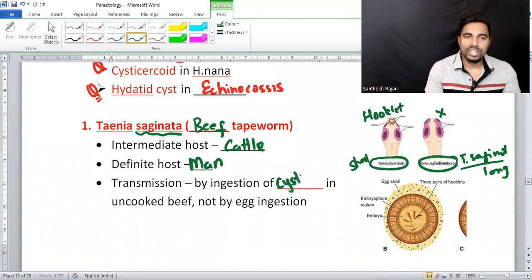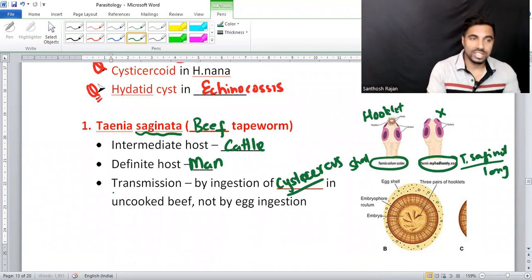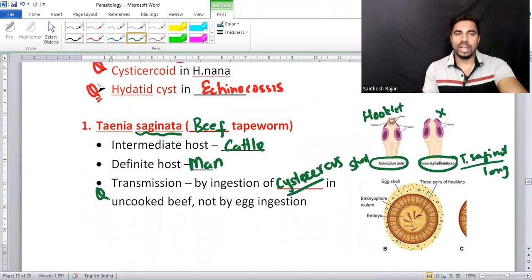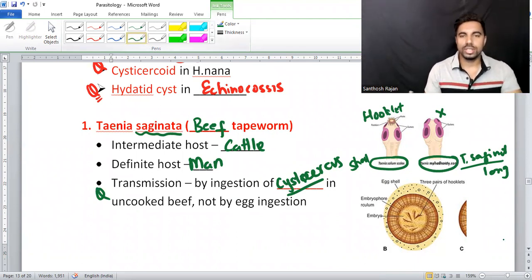Cysticercus. The larva ingestion of the cysticercus. See, not the egg ingestion, it's a cysticercus. Usually, the ingestion of the cysticercus of uncooked beef. Uncooked beef means cysticercus hota hai. So that one, what happened? It will cause the problem. Now we're going to talk about that. So what are those diseases which is going to cause this?